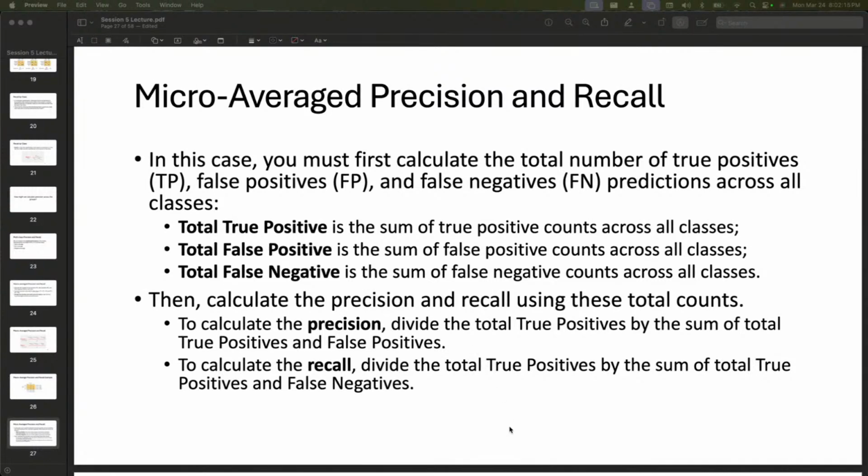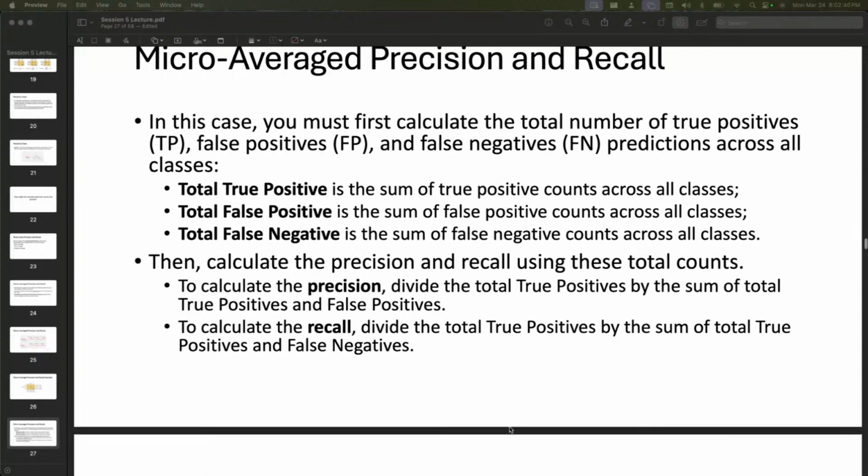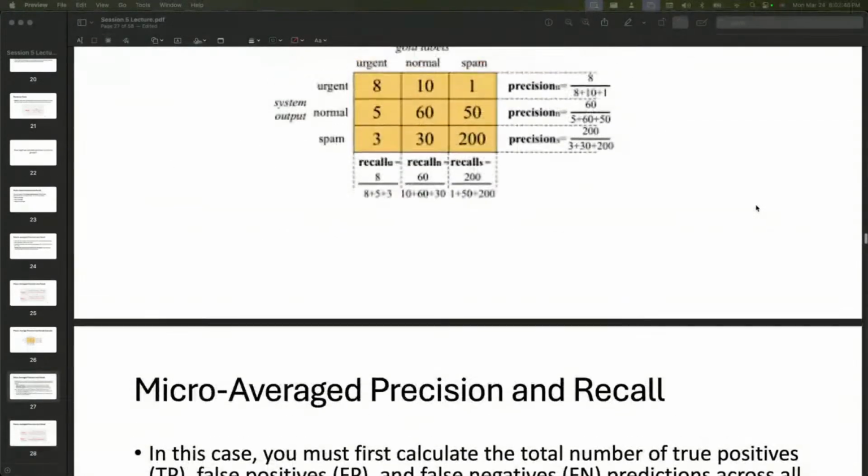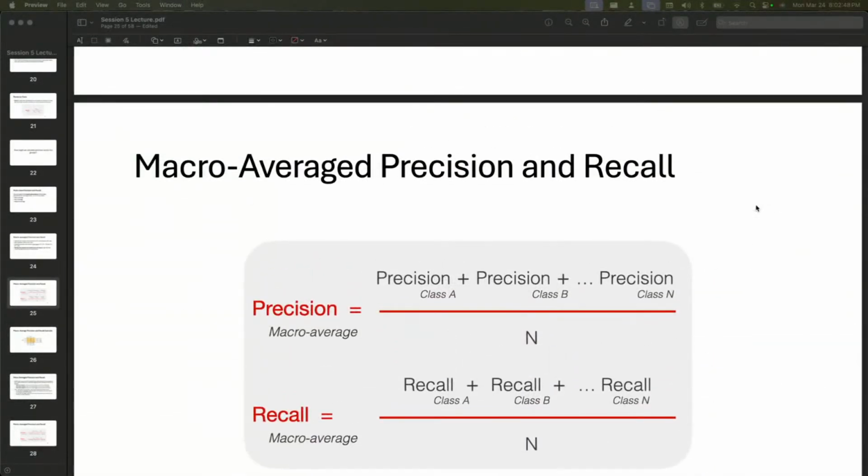All right. So in micro average precision and recall, you first calculate the true positives, false positives, and false negatives across all of the classes, and then you substitute that into the formula. I think I have a better way of representing that. So we could do it this way. We could say, hey, what's the precision for this class? What's the precision for this class? What's the precision for this class? And average them together. Or what's the opposite of that?